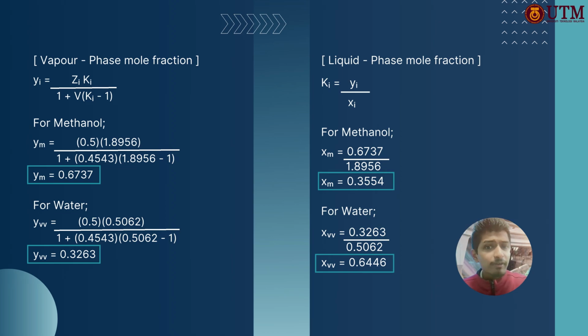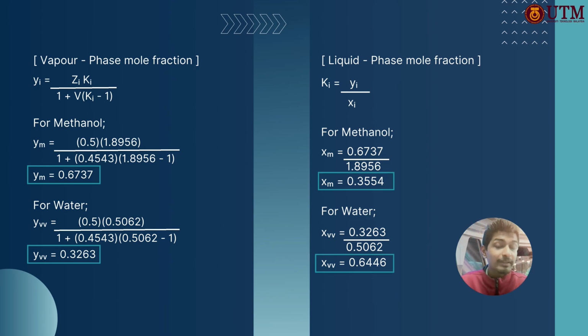Those values show that the vapor phase is methanol rich. Next, we calculate the liquid phase mole fraction using the Ki: Xi equals Yi divided by Ki. For methanol, Xm equals 0.6737 divided by 1.8956, equivalent to 0.3554. For water, Xw equals 0.3263 divided by 0.5062, equivalent to 0.6446. So this confirms that the liquid phase is water rich.